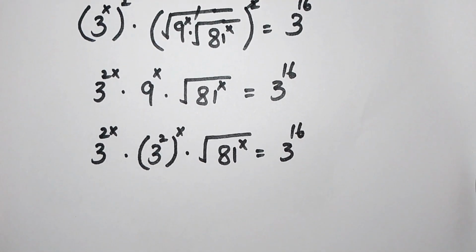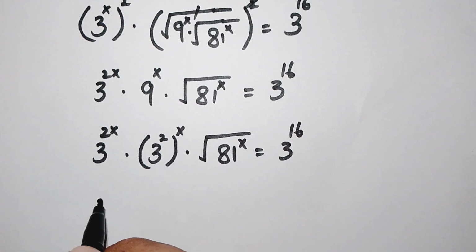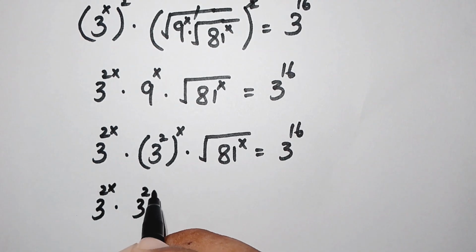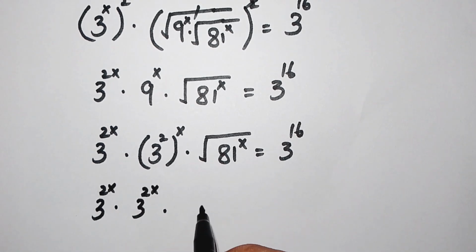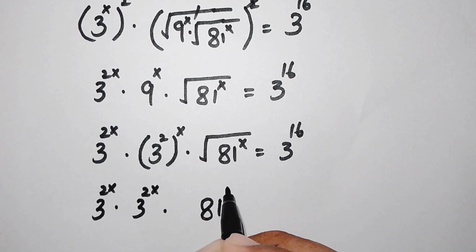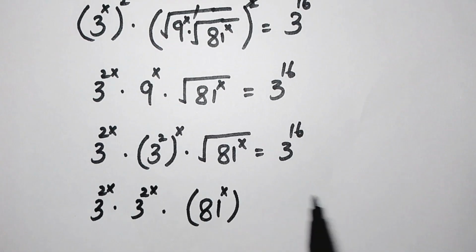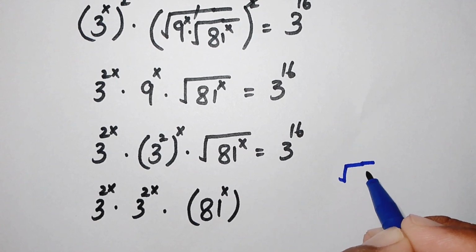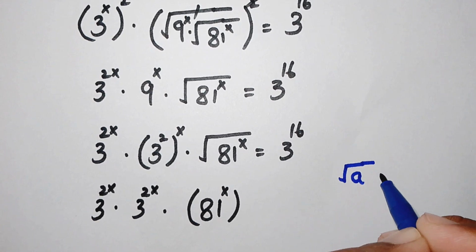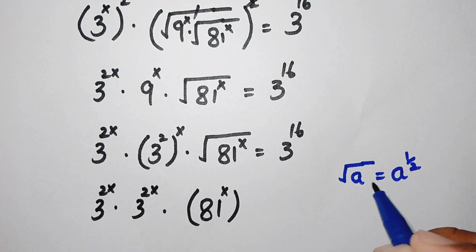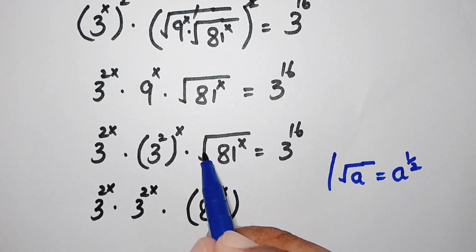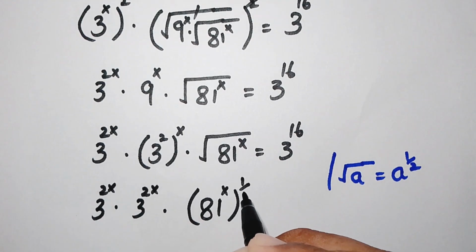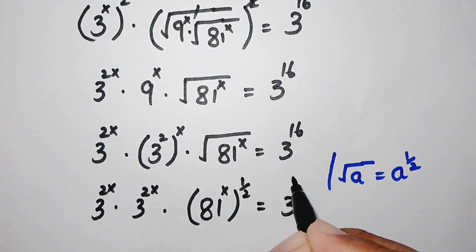Now in the next step, to solve this interesting question, 3 to the power of 2x times 3 to the power of 2x times 81 to the power of x. So here we know that a radical sign is a square root, and square root of a is equal to a to the power of 1 over 2. So here we have to replace this square root by 1 over 2. So 1 over 2, which is equal to 3 to the power of 16.